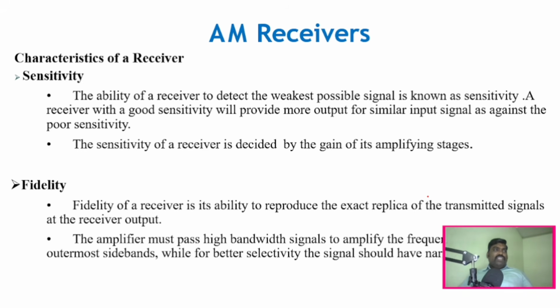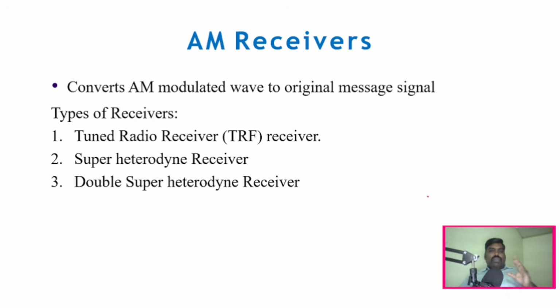What we have seen so far is what a receiver is, what an AM receiver is, and the different characteristics and functions of an AM receiver. Now we'll see the different types of AM receiver, where we have three important types. We have a lot of AM receivers, but these three are very important: tuned radio receiver, superheterodyne receiver, and double superheterodyne receiver. We will see all their working in the subsequent videos, but as of now you should understand what is meant by tuned radio receiver.